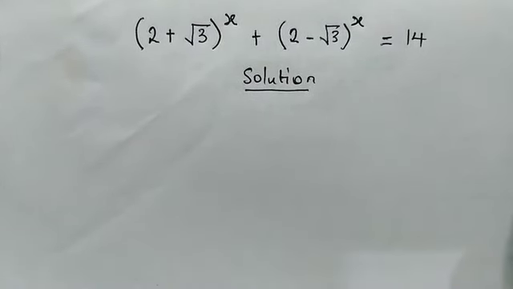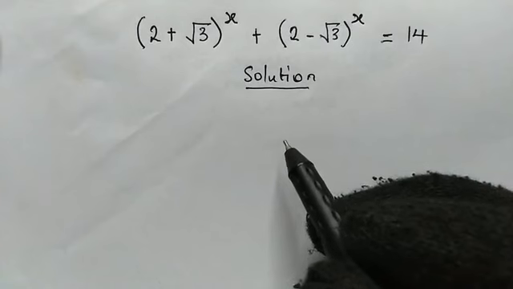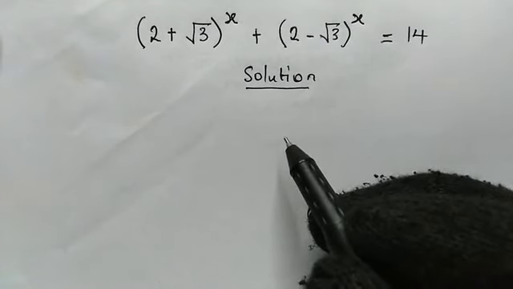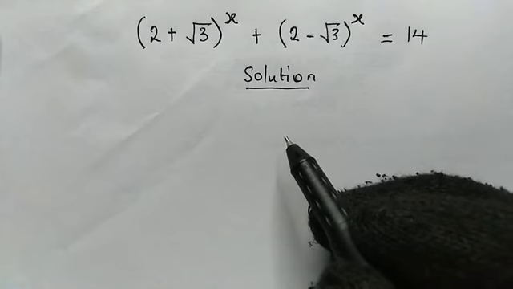Today we have this Olympiad math, and indeed this is an exponential equation with irrational basis, right? So here we have 2 plus root 3 to the power of x plus 2 minus root 3 to the power of x equals 14. Here we'll be solving for the real values of x, right? Okay, now let's get started.